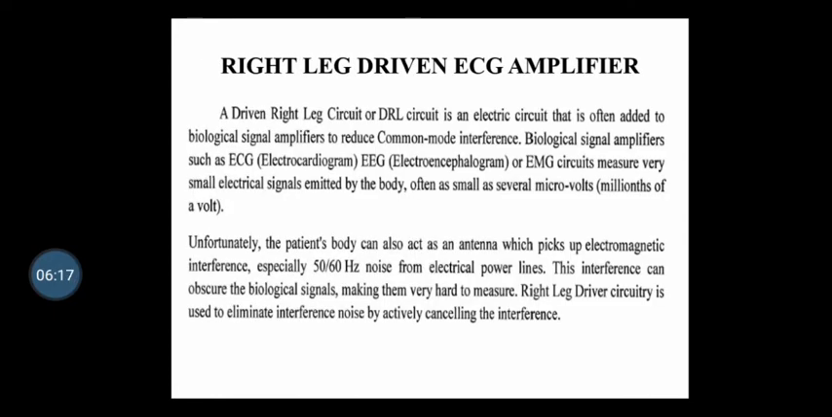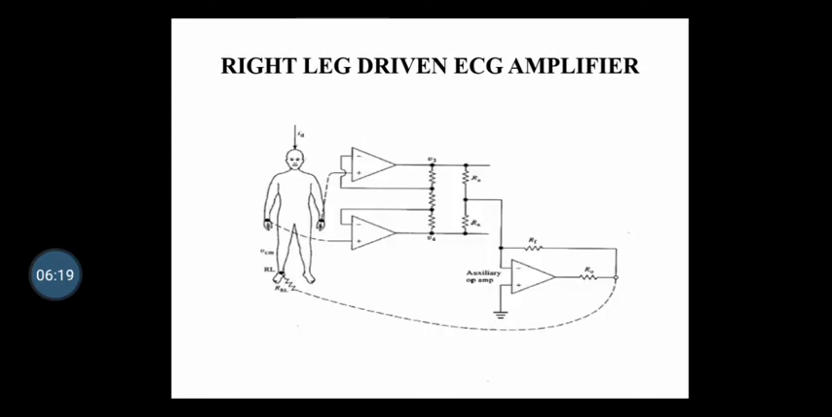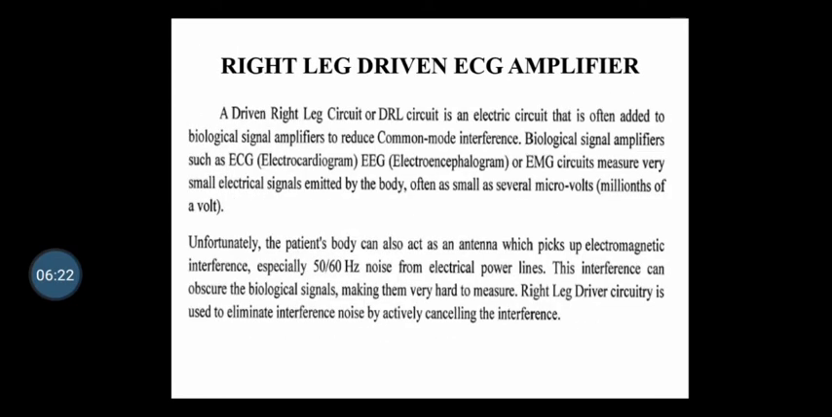Then the next topic is the right leg driven ECG amplifier. A driven right leg circuit, or direct right leg circuit, is an electric circuit that is often added to biological signal amplifiers to reduce common mode interference. Biological signal amplifiers such as ECG (electrocardiogram), EEG (electroencephalogram) or EMG circuits measure very small electrical signals emitted by the body, often as small as several microvolts, millionths of a volt.